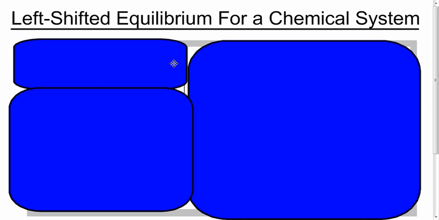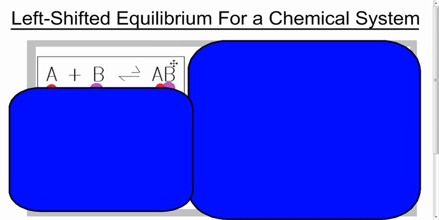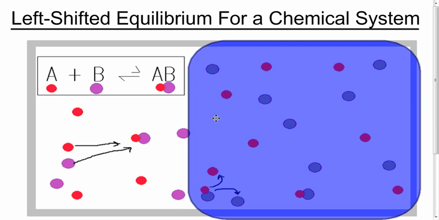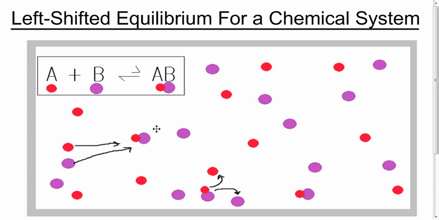Now, a chemical system could look like this. So you've got a reaction where two single things are coming together to make one thing. This is left shifted. I'm going to favor my reactants, that means A and B. And when the system is at equilibrium, I'm going to have more of A and B. As you can see, I've got lots of singletons and very few pairs. And I'm still going to have them coming together and splitting apart at equal rates.